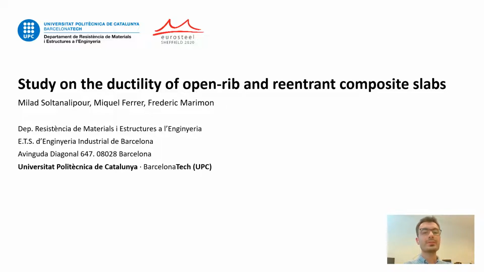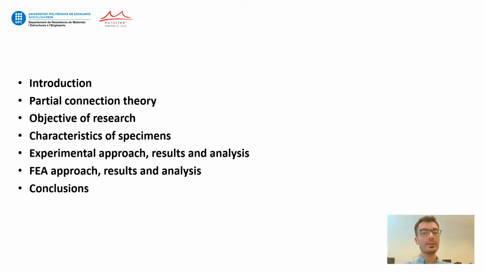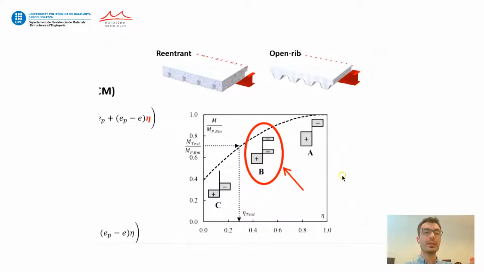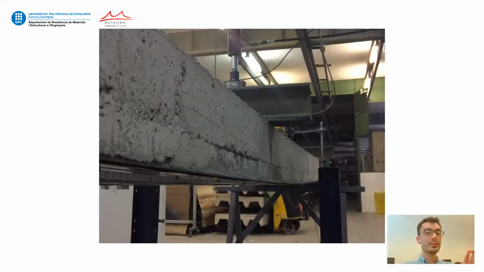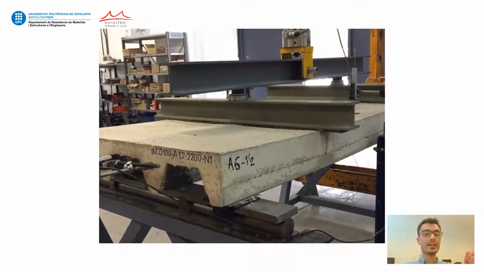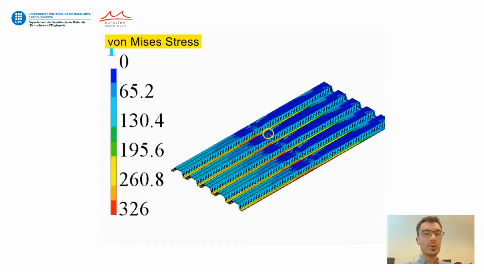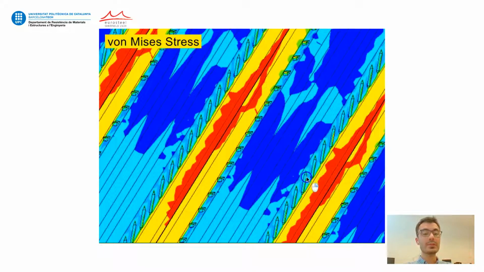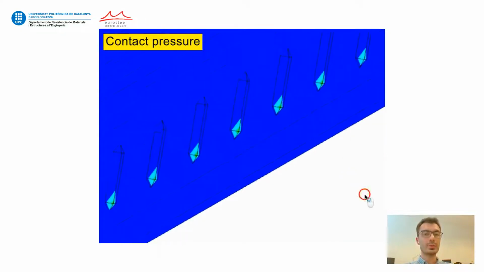The layout of this presentation is the following. We begin with a brief introduction, describe the design method in the code, and then the objective. We will have a brief look at the studied specimens and describe experimental results, and will analyze them. The finite element approach and its findings come at the end, and finally we summarize the presentation with the most important conclusions.